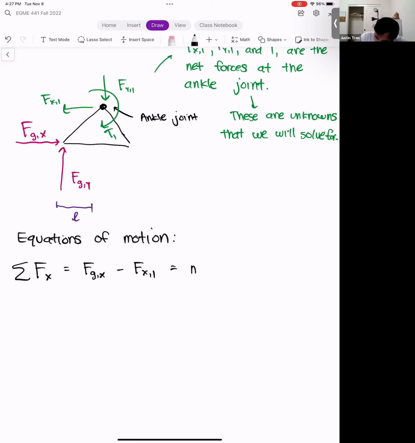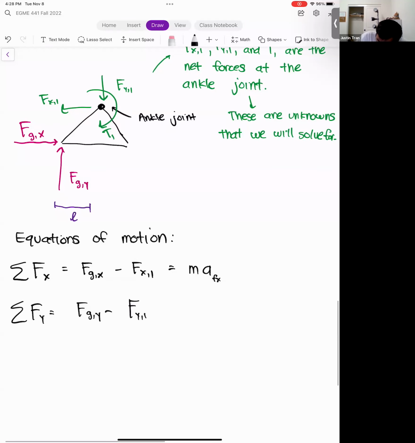And so we're going to set this equal to m a_x, where a_x is the acceleration of the foot, let's call it aFx. So aFx stands for acceleration of the foot in the x direction. All right, so we're going to do the same thing in the y direction. In the y direction, we have Fgy minus Fy1 is equal to m aFy.